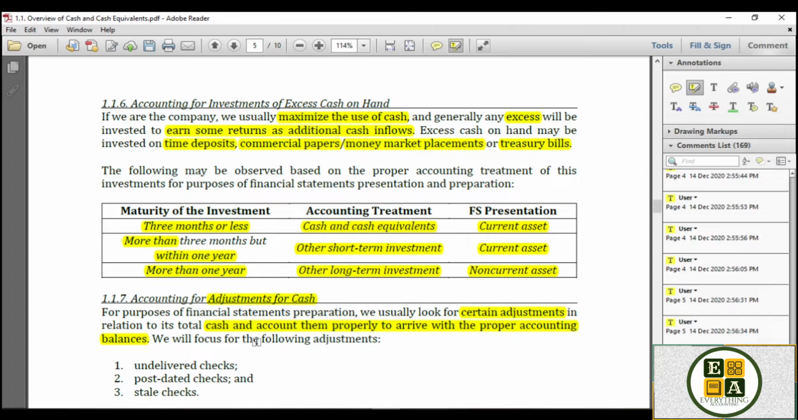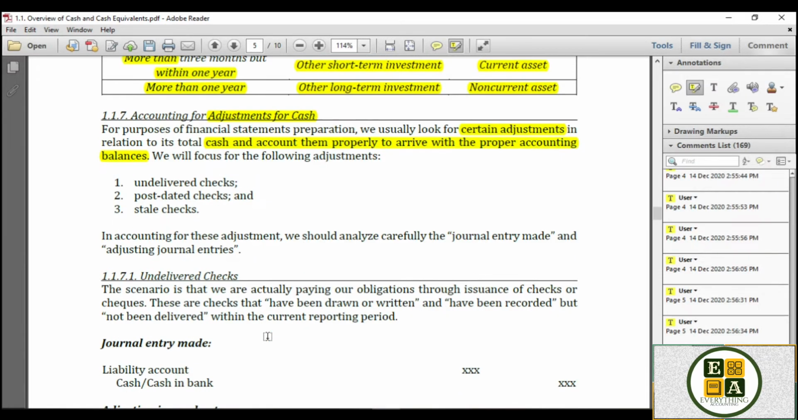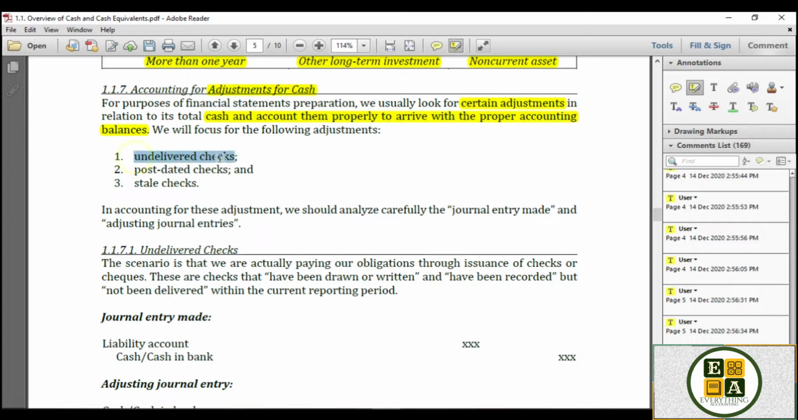Okay? So, yung focus natin, these three, yung tinatawag na undelivered checks, by the name itself, hindi na-deliver. Post-dated checks, by the name itself, it bears a date subsequent to the issue date or encashment date. Hindi. Reporting date rather. Okay? Then we have stale checks or checks that had not been encashed within the specific encashment period.